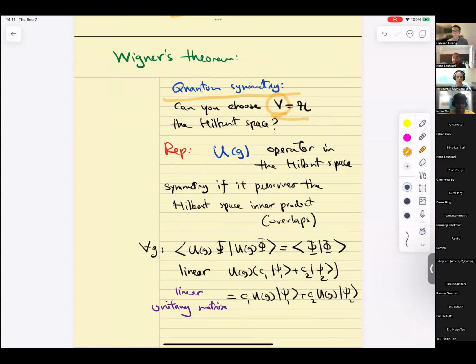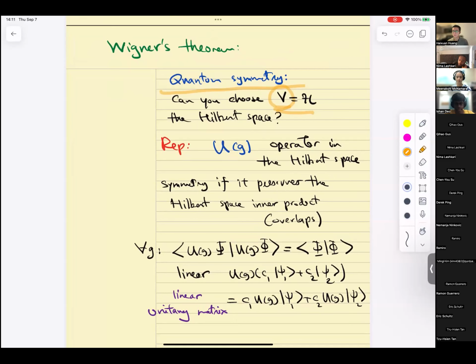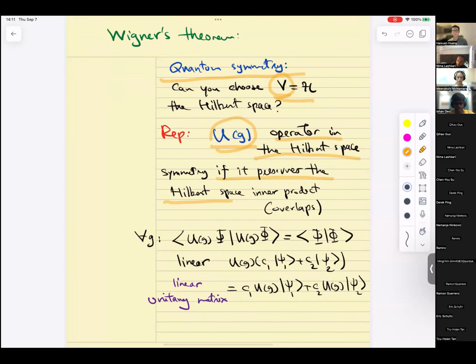Well, there's an inner product in the Hilbert space. So a symmetry better preserve that. Now, there's a physics interpretation associated with that. So a quantum symmetry would be some map from your group to a set of operators in the Hilbert space. These are matrices in the Hilbert space. It's a symmetry if it preserves the Hilbert space inner product.